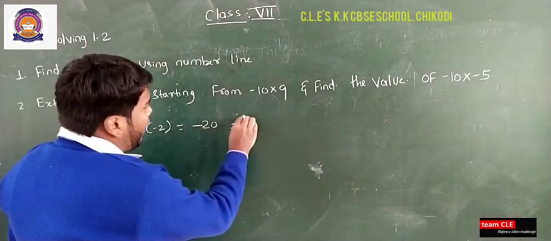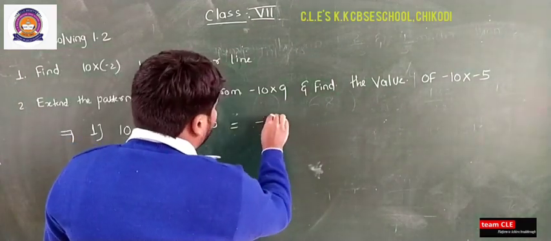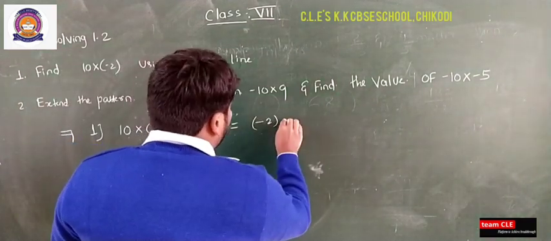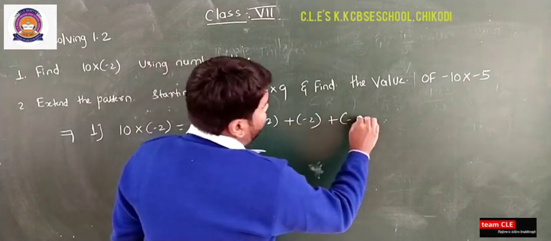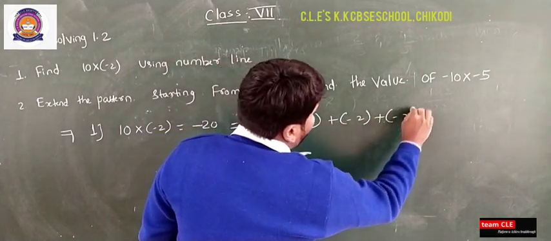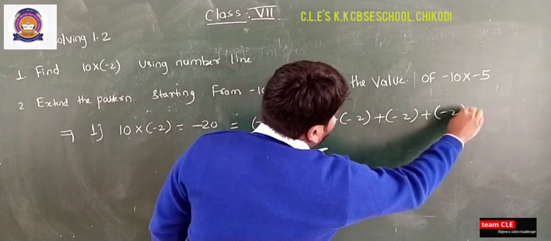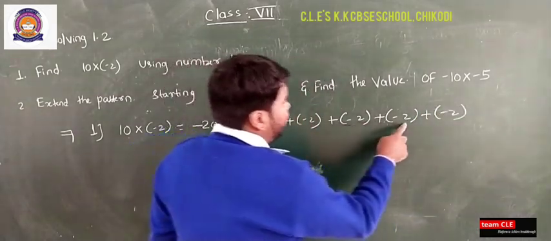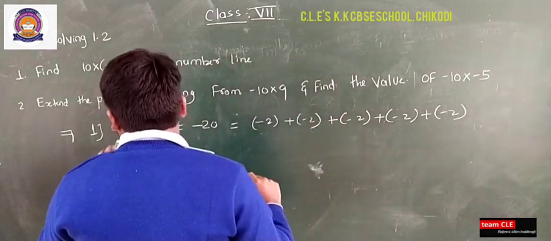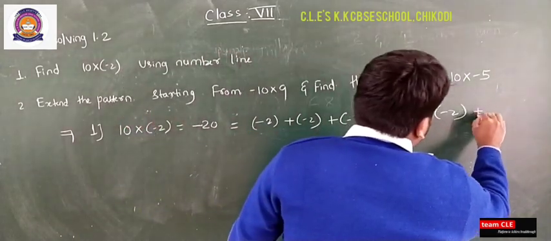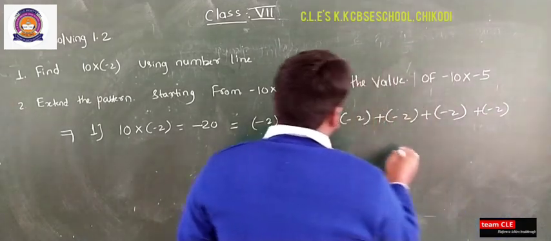So this you can write in the form of 2 table: minus 2 plus minus 2 plus minus 2 plus minus 2 plus minus 2. So 1, 2, 3, 4, 5. 2 5s are 10. You have to write this 10 times. So that is plus minus 2, six, one.